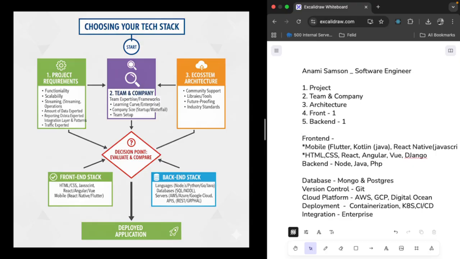So let me know your comment. Let me see what you think about what we've just spoken about, and let me know which stack we can pick, and then we'll do one project together under that stack. We give ourselves a timeline of one month to complete an MVP.